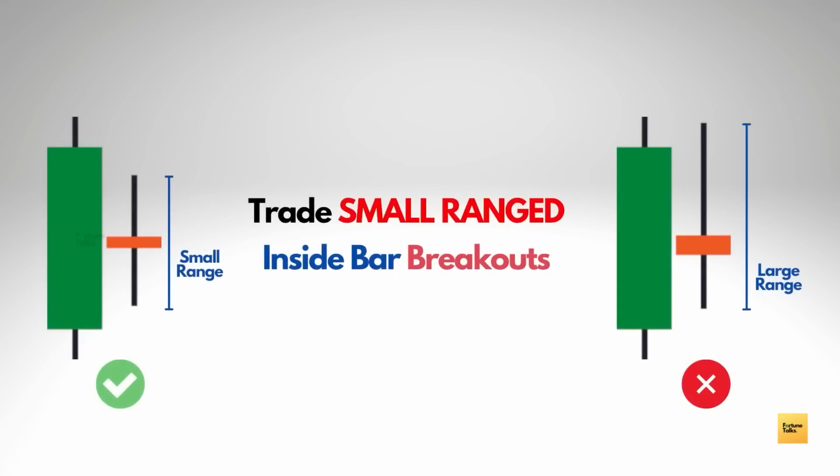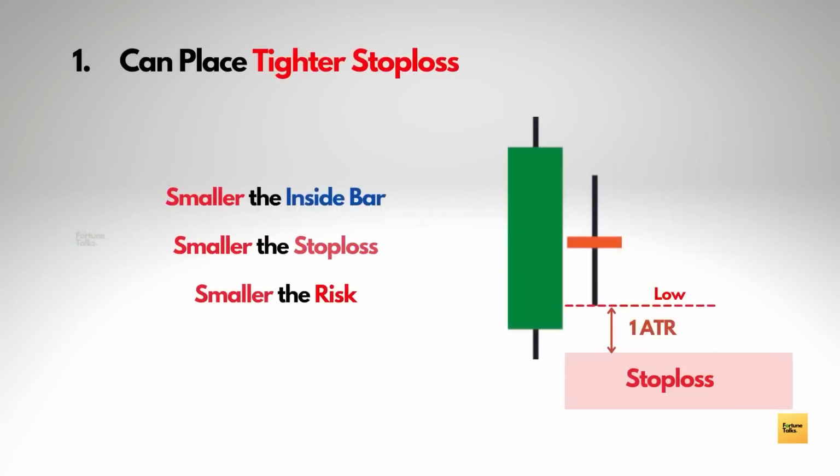Now when trading the inside bar pattern, by entering above or below the breakout of the pattern using any of these strategies, I would recommend you go with the small ranged inside bar breakouts. There are a few reasons why this is important. The first benefit is that you can place a much tighter stop loss. You can reference the low of the inside bar to set your stop loss as we have discussed, and the smaller the inside bar, the smaller the stop loss is. And with a smaller stop loss, you can put a larger position size and still keep your risk constant.